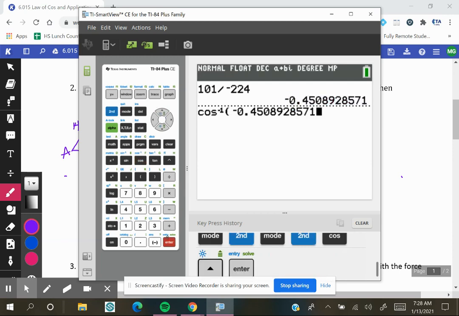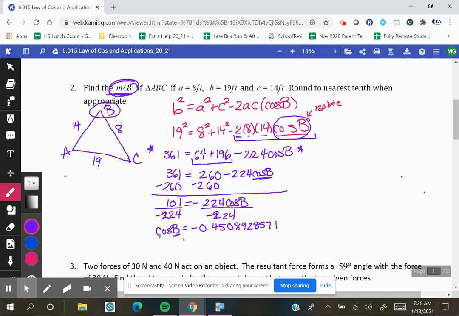I'm going to go up here and grab this and then hit enter. And that is my angle. So I write out the entire decimal first. And then this says to round to the nearest tenth. So 116.8 degrees. Now, whenever you're looking for an angle, you have two possibilities, right?